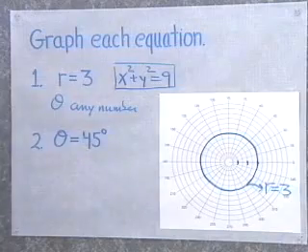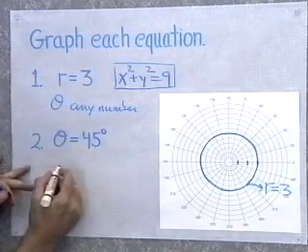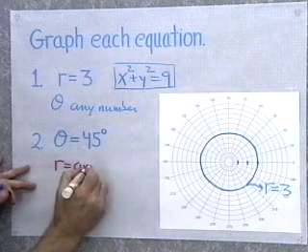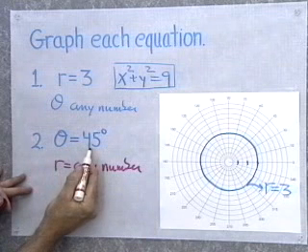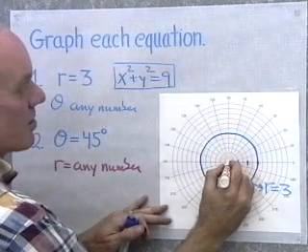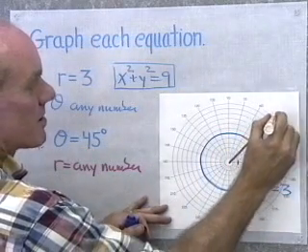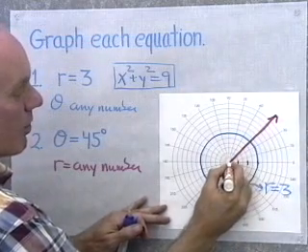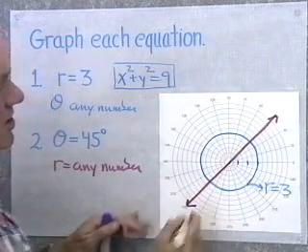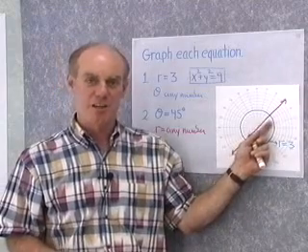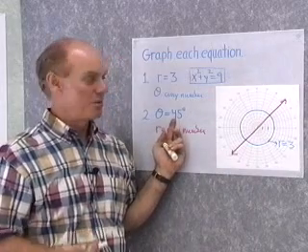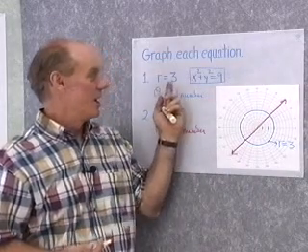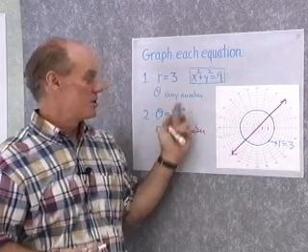Our next one, theta is equal to 45 degrees, means theta is equal to 45 degrees, r equal any number. So we can go out as far as we want or back as far as we want on the terminal side of theta equal 45 degrees in standard position. So here is theta equal 45 degrees. We can go out as far as we want on that, or as far back as we want. So this is the line y is equal to x, theta equal 45 degrees. So a straight line through the origin in polar coordinates has a simple equation, theta equals something. A circle centered at the origin also has a nice simple equation in polar coordinates.